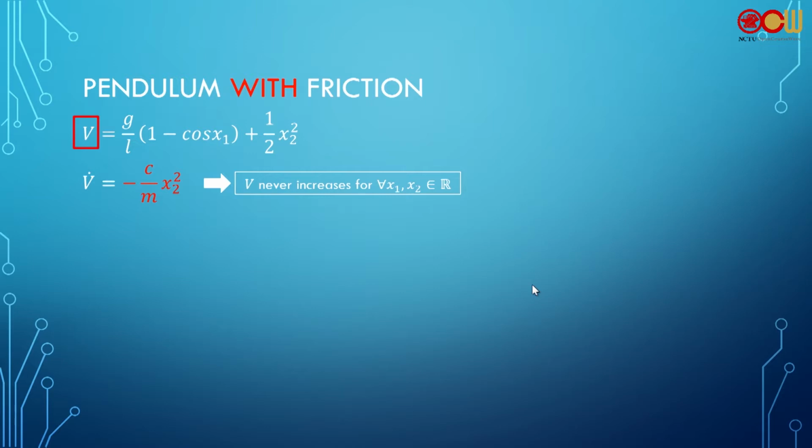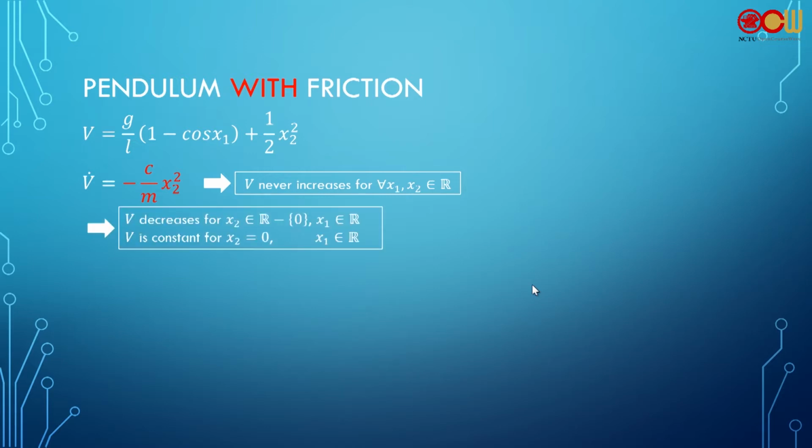So V never increases. V will decrease for whatever x belongs to R excluding x2 equal to 0, and x1 can be any real number. If x2 is 0 and x1 is any real number, V is constant, right? V is constant means V dot is 0, right? When x2 is 0, V dot is 0, which implies V is constant. So the best from these two equations, the best you can say is x2 is 0 and V is constant. But V is constant doesn't imply V is 0. Can you further say something about x1?